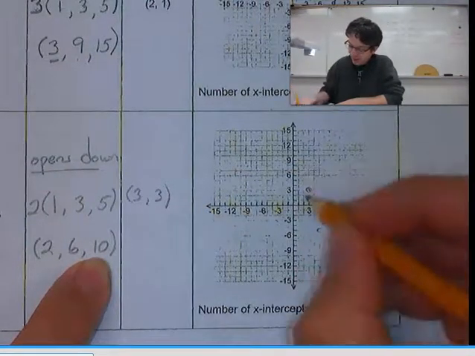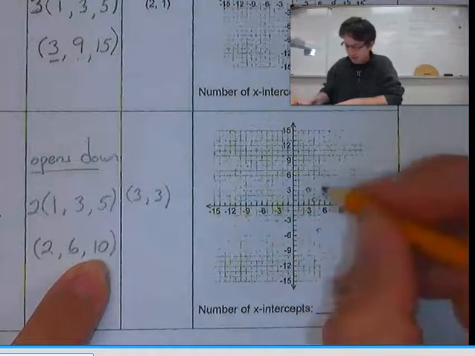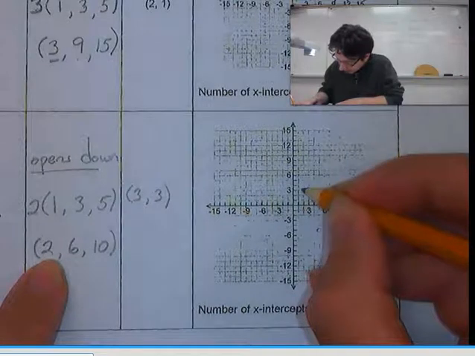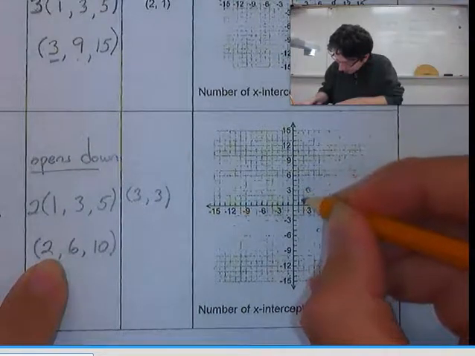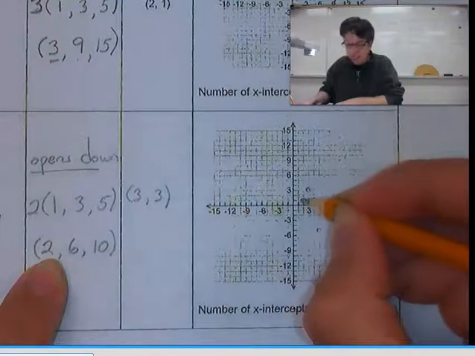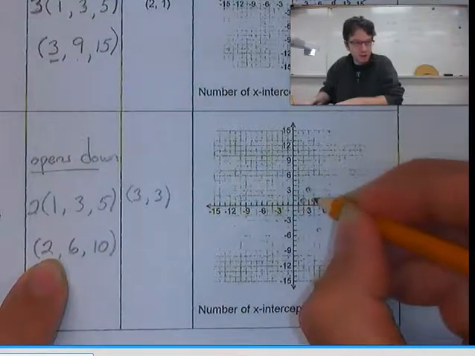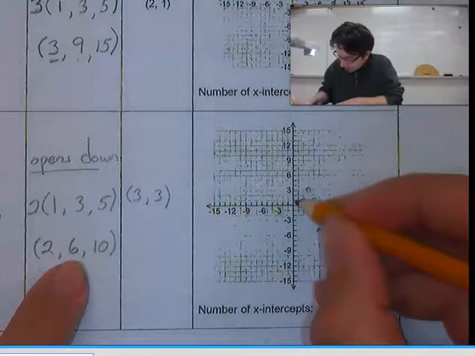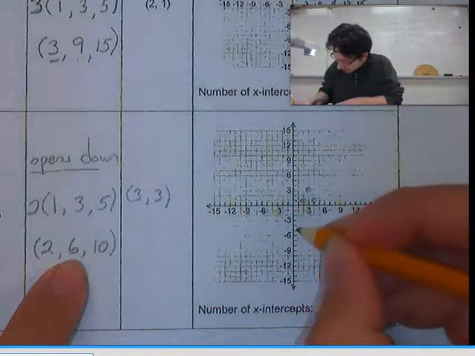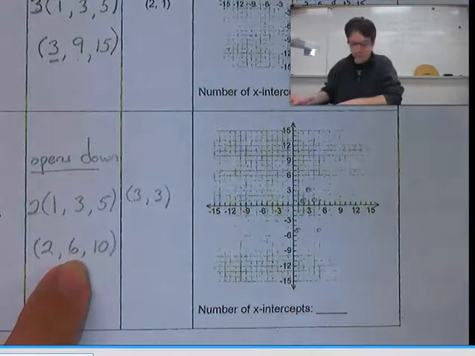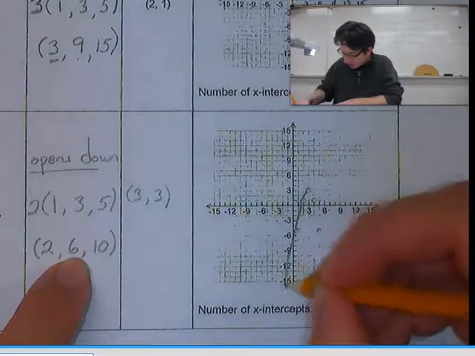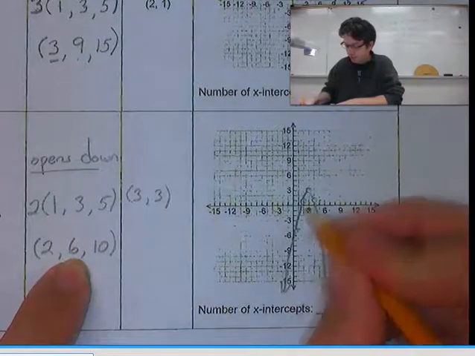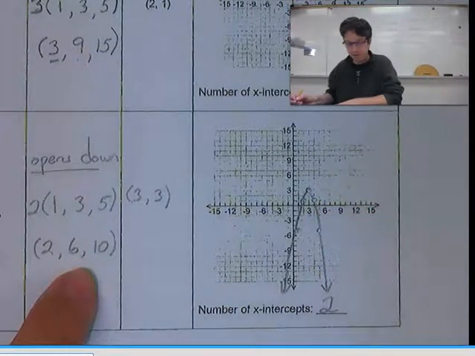Then you just do the exact same thing on the other side. Instead of going over 1 to the right, we're going to go over 1 to the left and down 2. 1, 2. And you should be able to see the symmetry here. These points should match up on the same y coordinate. And then over again 1 and down 6 all the way down here. So that's enough to see basically what it looks like. So then we sort of sketch that like this. And you can see we have 2 x-intercepts.